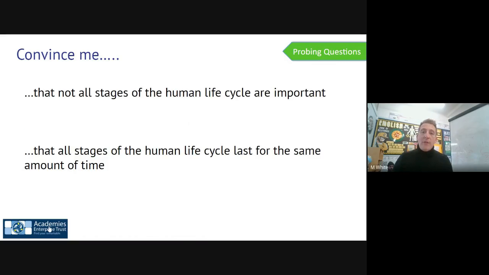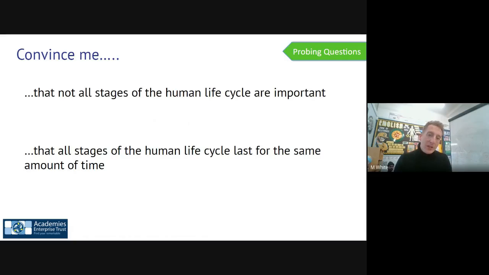Moving on. So once you've done those, I would like you to have a go at the probing or thinking questions. And the first 2 are convince me questions. And the first one is convince me that not all stages of the human life cycle are important. Is there a particular stage that could be missed out? Is there a stage that's not as important as later stages? Make sure you give your reasons why, or you might think that they're all equally important. But again, you need to explain why.